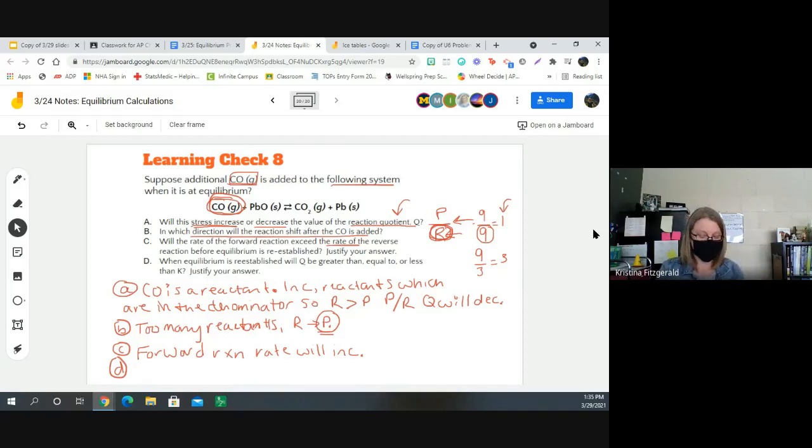to equilibrium. And then for part D, when equilibrium is reestablished, will Q be greater than, less than, or equal to K? So now I'm at equilibrium and I take a snapshot. What do you guys think? Is Q going to be, that's when I reestablished equilibrium? Marley, you've already kind of answered this. Am I going to be greater than, equal to, or less? We're at equilibrium.